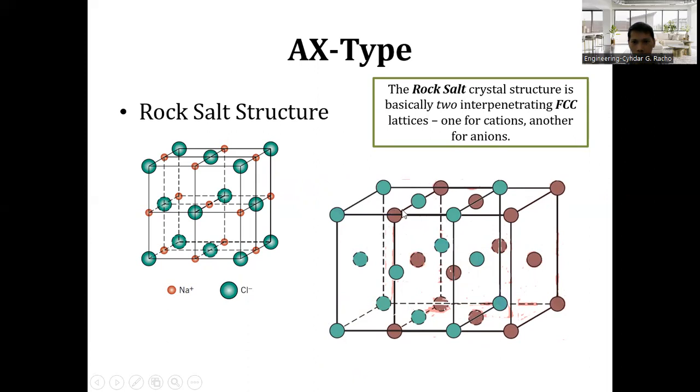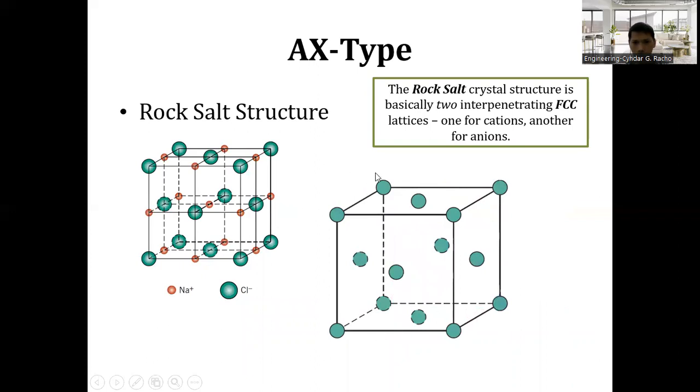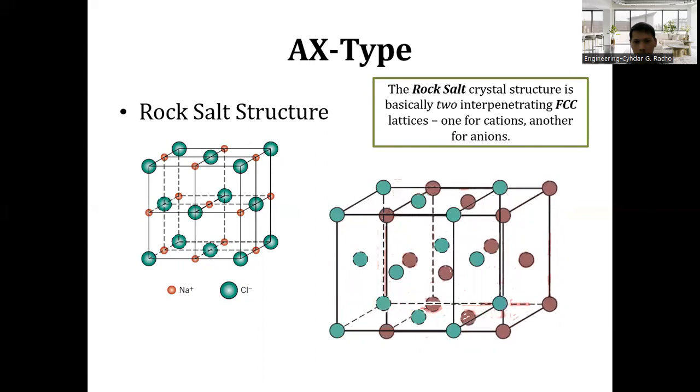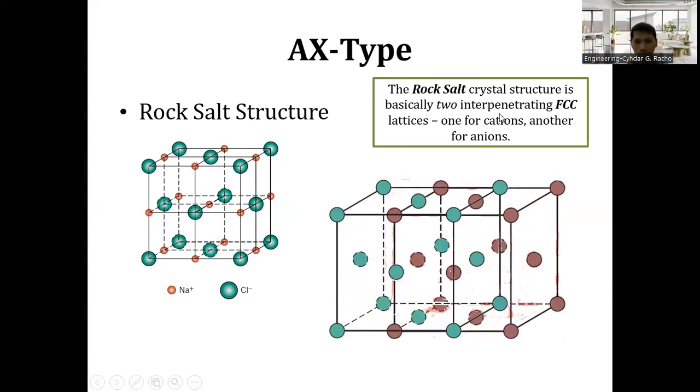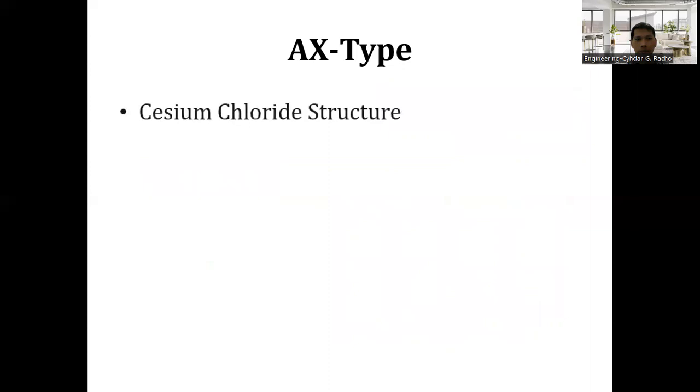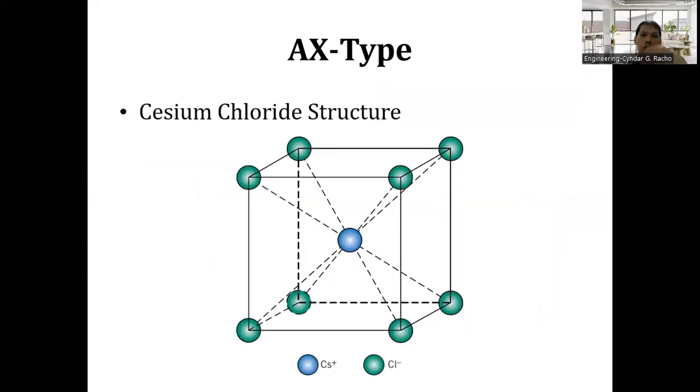The blue ones are for your anions, and the red ones are for your cations. So first a cubic lattice, and then there's another interpenetrating face-centered cubic lattice for your cations. So you have formed a salt crystal structure. Cesium chloride is also an example of the AX type.